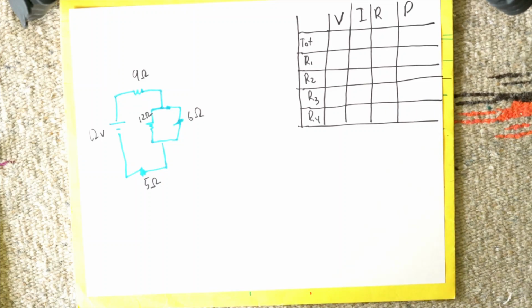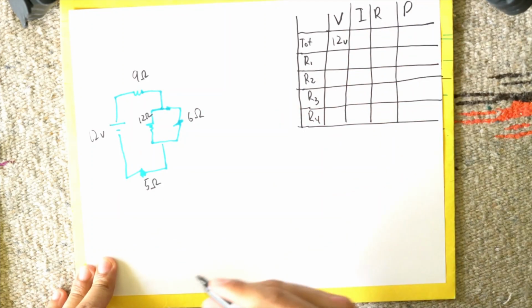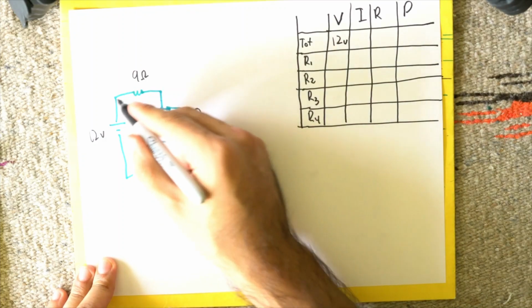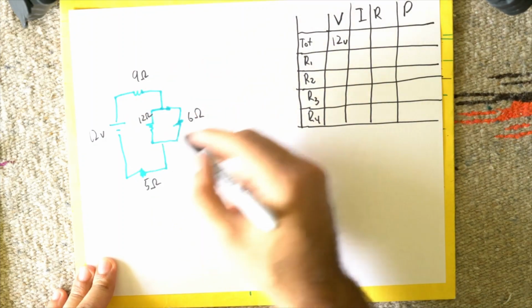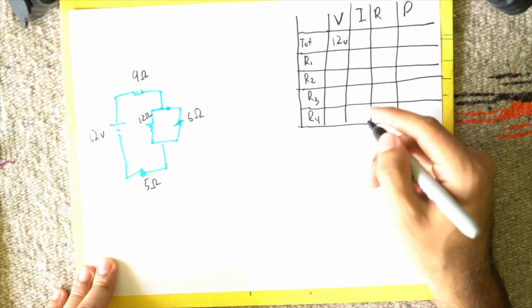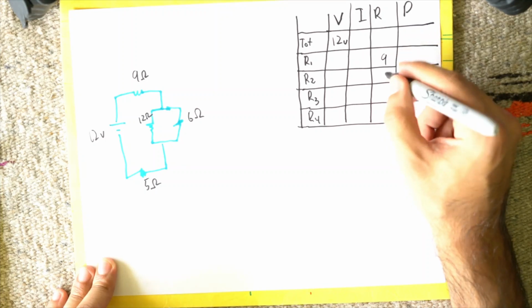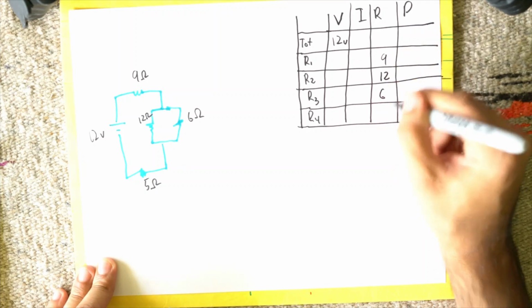So in black, let me write the knowns. So my total will be 12 volts. Let's do resistor 1 coming this way, and 2 and 3, doesn't matter, it could be 2 or 3, it won't change anything. So my value for my resistance here will be 9, 12, 6, and 5.